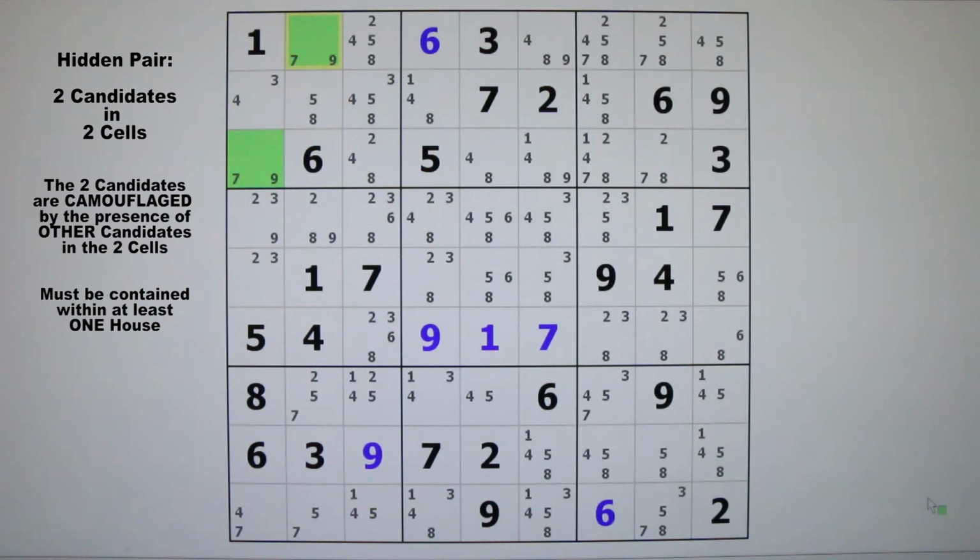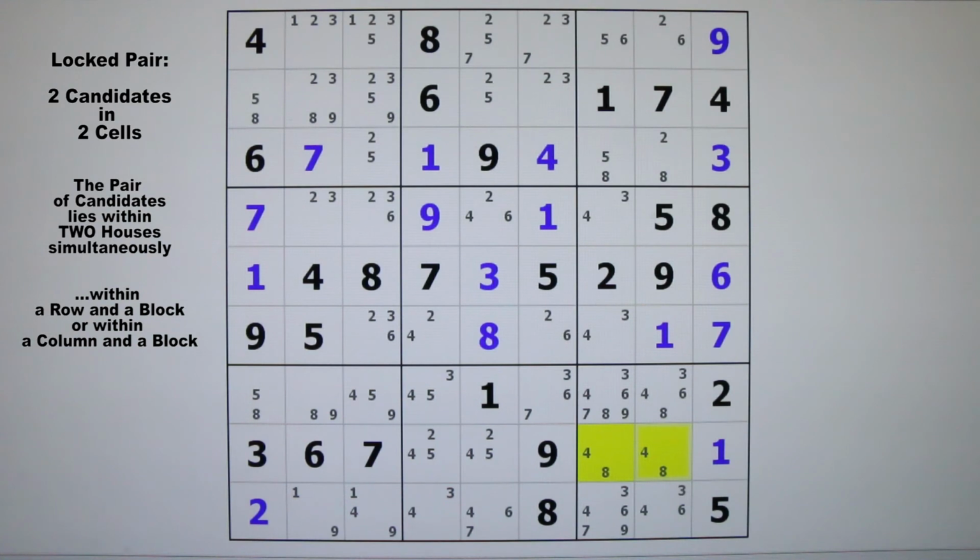Those are hidden pairs. And like I said, they're very hard to find, but the more you practice, the better you will get at finding them. So now let's take a look at the last type, which are locked pairs, which are very similar to naked pairs, except they apply to two houses. And unlike these hidden pairs, they are very easy to find.